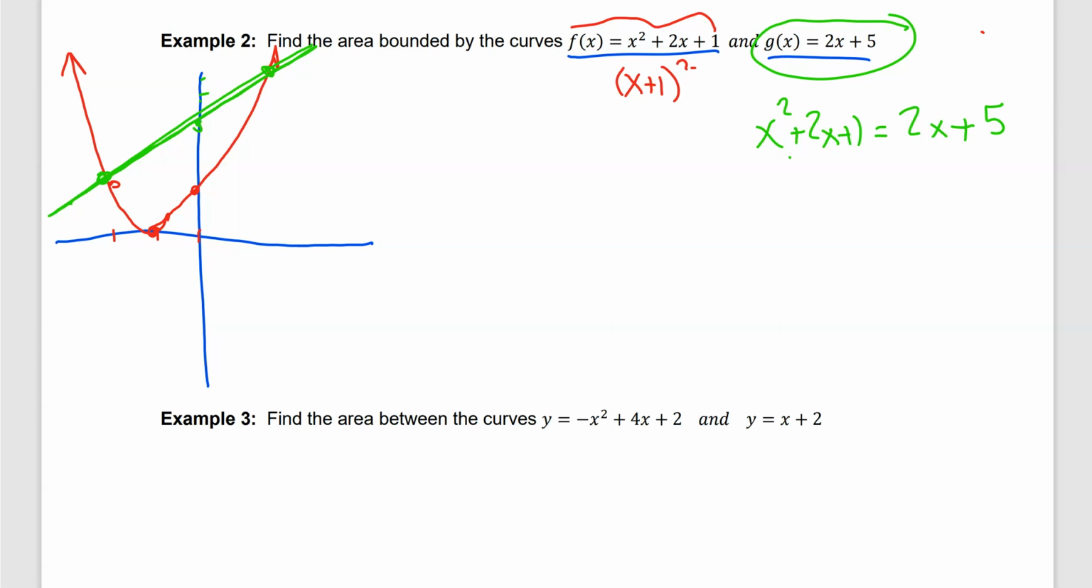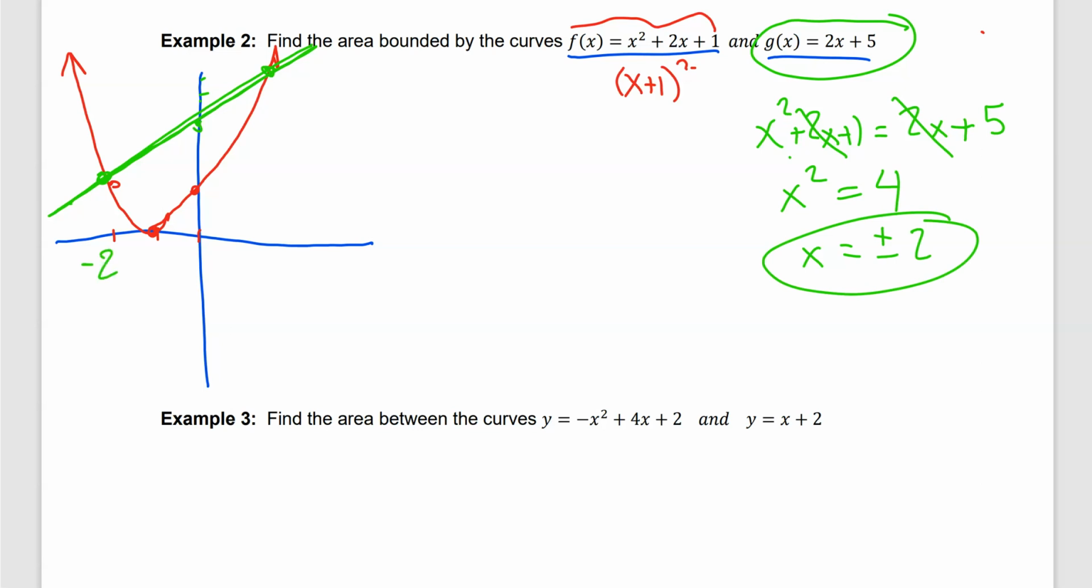Okay, so I've got that: x squared plus 2x plus 1 equals 2x plus 5. I think the 2x's cancel. Bring the 1 to the other side. So the x value, this is at a -2, and this is at a +2.